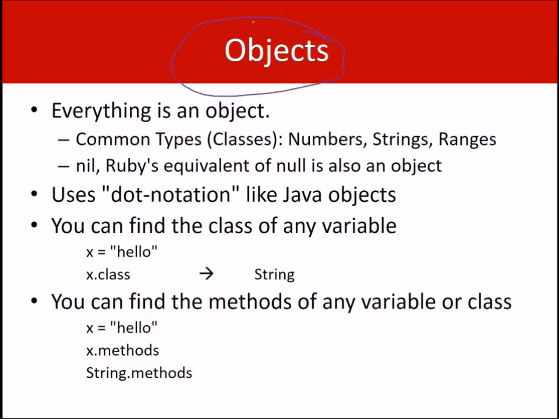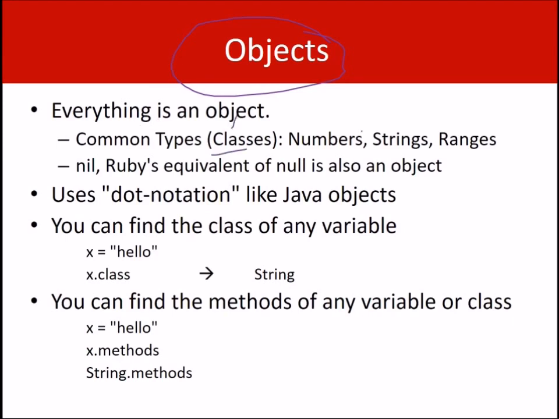Again, what about objects? Now we are in the era of object-oriented programming, and much more in addition to that. So everything has to be an object. Everything is an object in Ruby. What are the common types? That means if you have an object, you have to have a class.